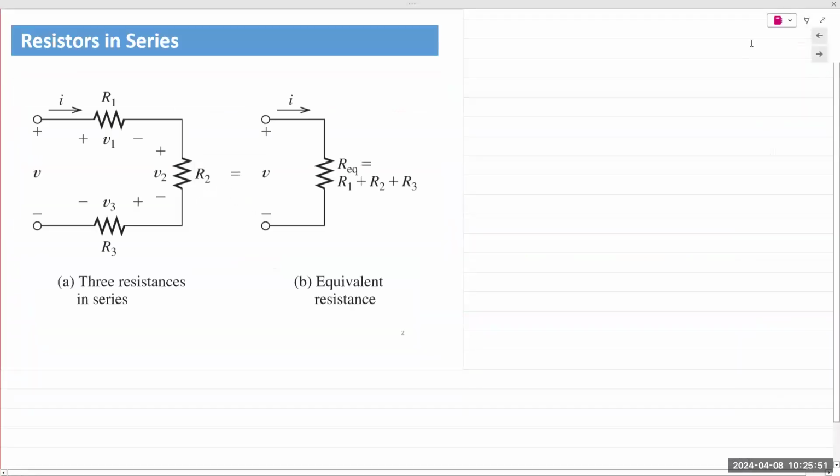Okay, resistive circuit analysis. So first we'll look at resistors in series, then resistors in parallel. So the first thing is, how do we determine when two components are connected in series? Anyone?